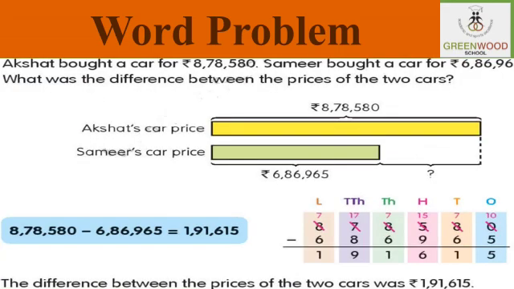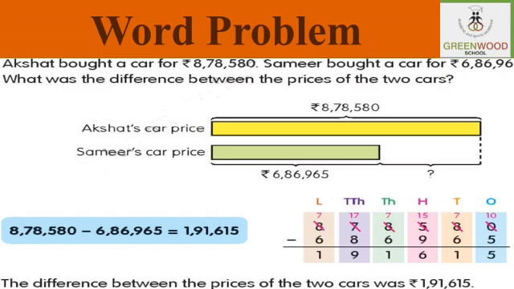Next example. Akshat bought a car for 8,78,580 rupees, while Samir bought a car for 6,86,965 rupees. What was the difference between the prices of the two cars? Now what do we have to do here? Addition or subtraction? Subtraction, because we need to find the difference between these two figures.